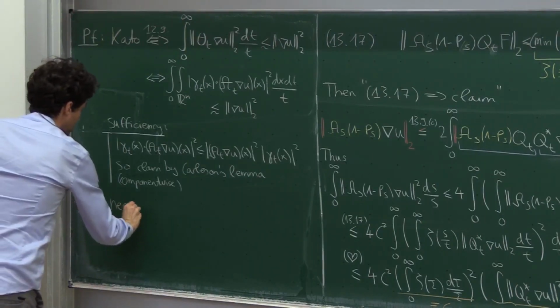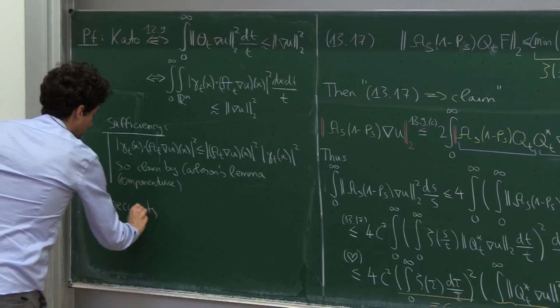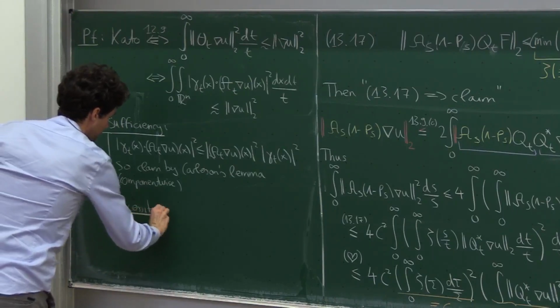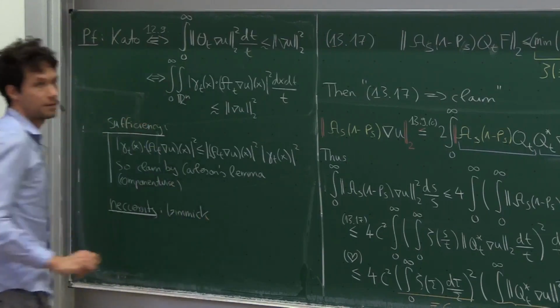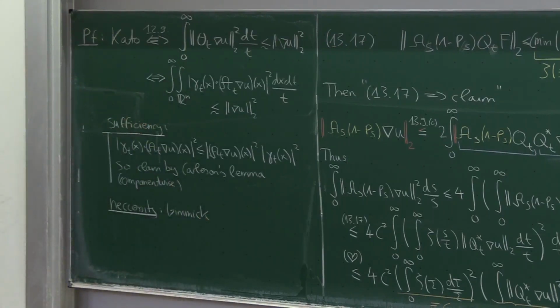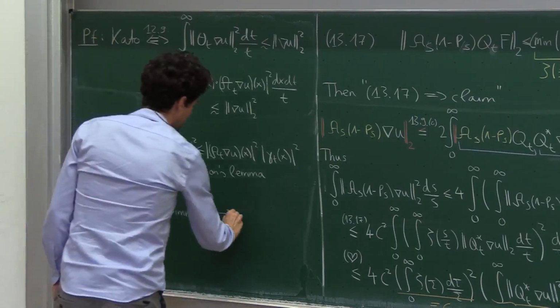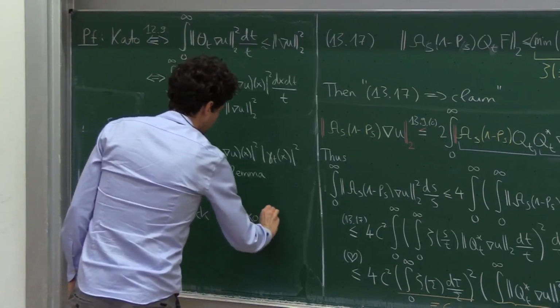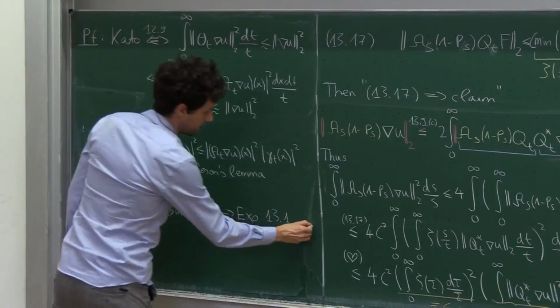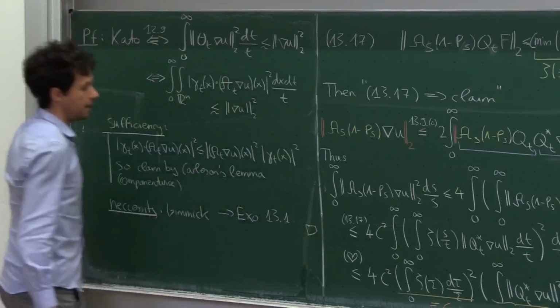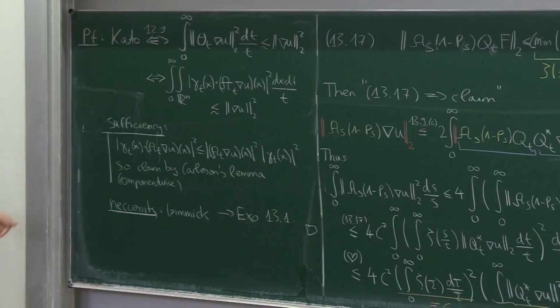Necessity, it's more of a gimmick, okay? But it's good to know because it says that we're not following a strategy that proves something ridiculously stronger. Okay, necessity is a gimmick, and we're going to do it as an exercise, 13.1, for you to figure out how that works, and that completes the proof of the reduction.